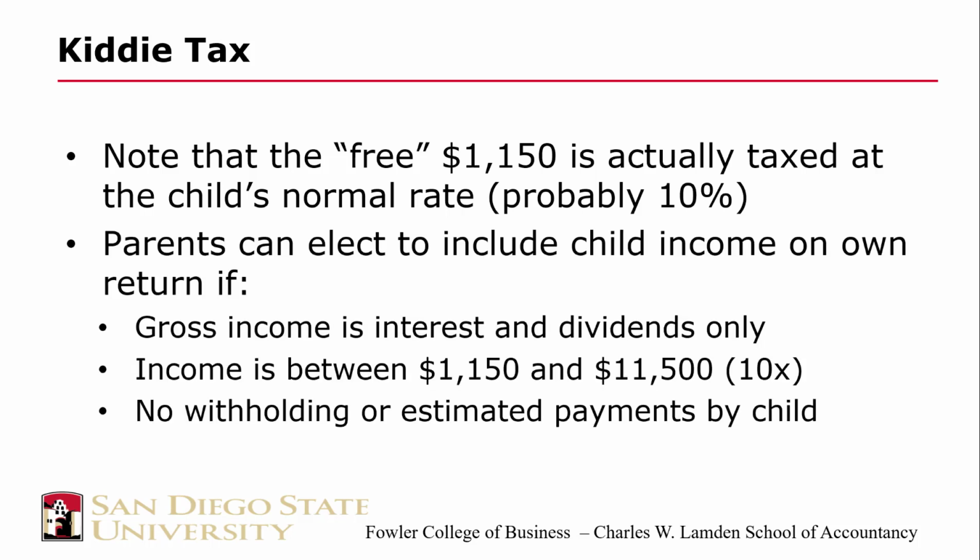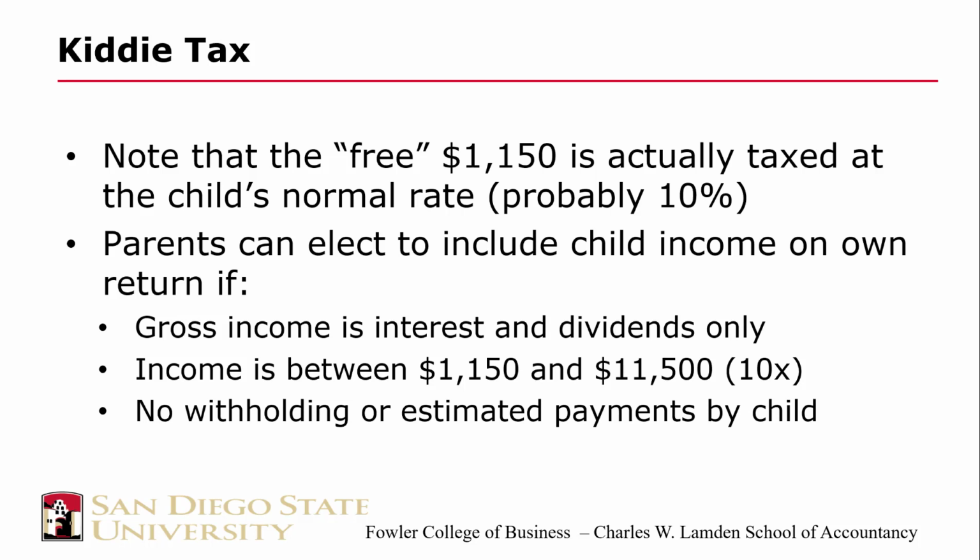The other thing parents can do is simply elect to include your child's income on the parent's tax return, right? You actually fill out a separate form and you just make their income your income. You can only do this if all of their gross income is interest and dividends only. So the only thing they have is interest and dividends. The way the rule says it is, take that free amount, which this year is 1,150, and multiply it by 10. And that's the cap on the amount that they can have.